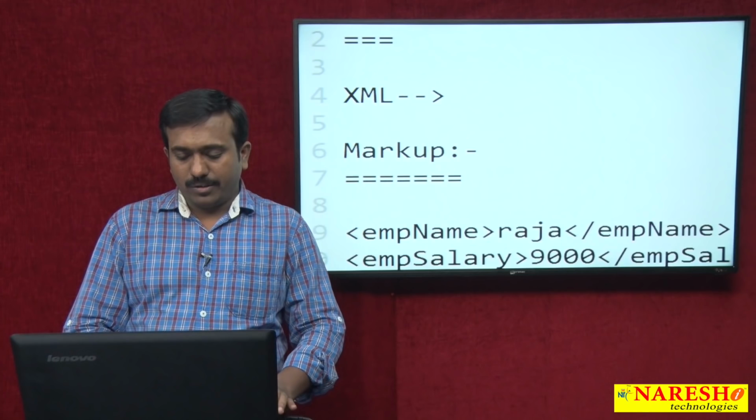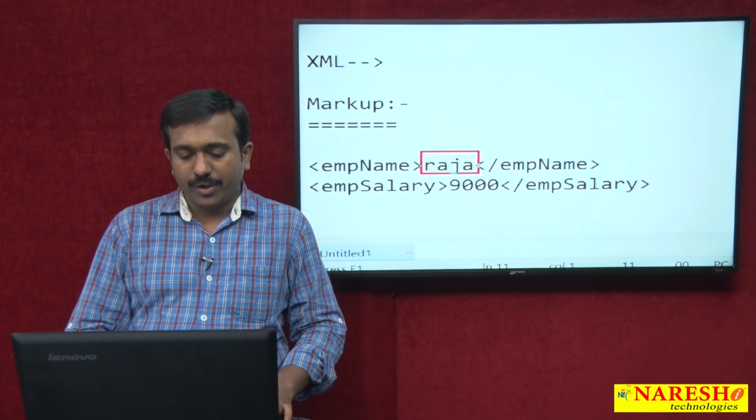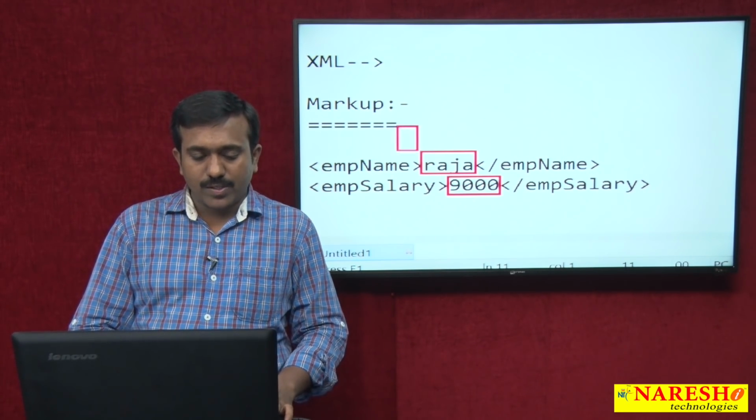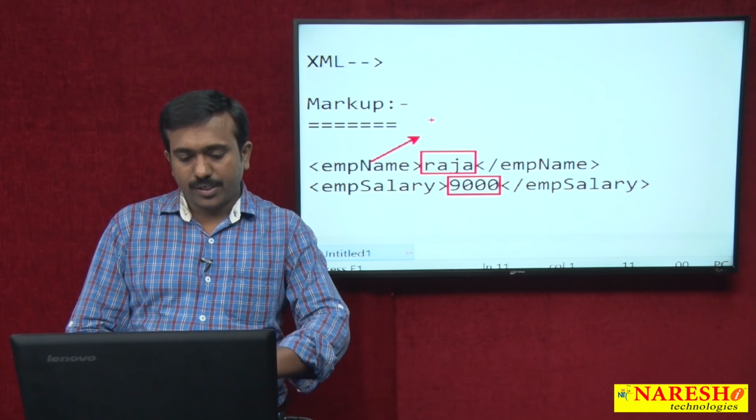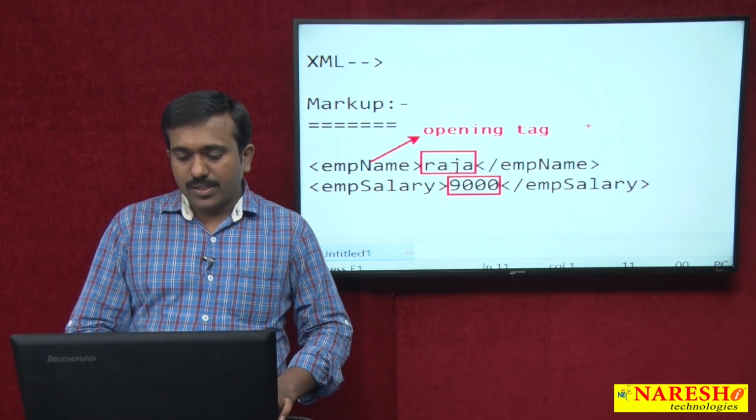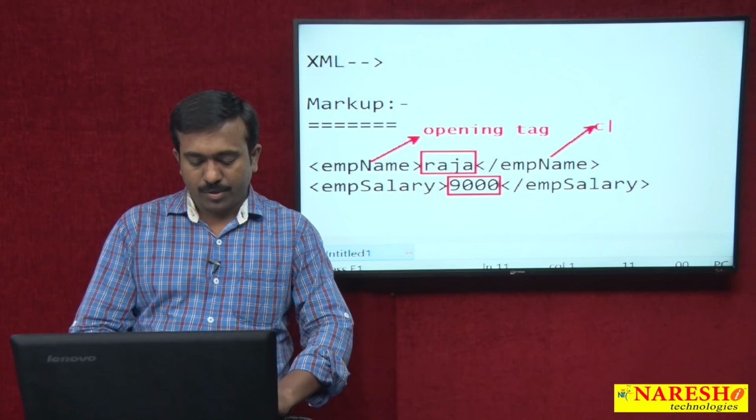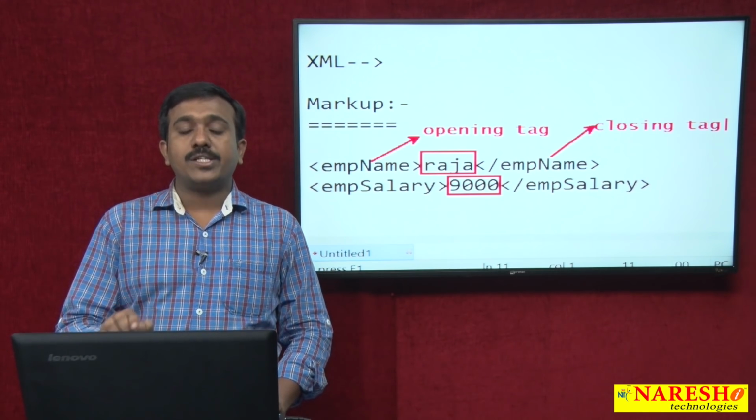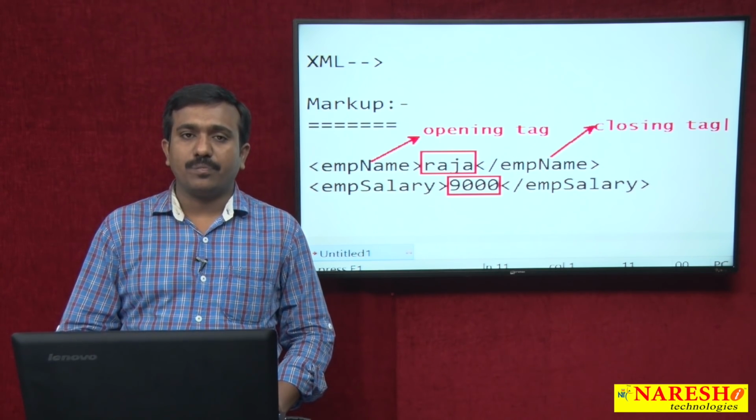So in this example, I am enclosing some textual information in between two tags. Here this is called the opening tag, and this is called the closing tag. So this is called markup. So what is meant by markup? Enclosing the textual information in between two tags is called markup.